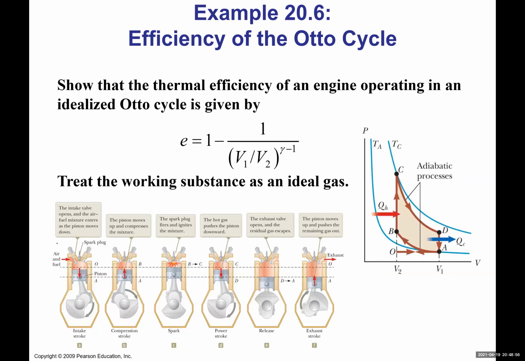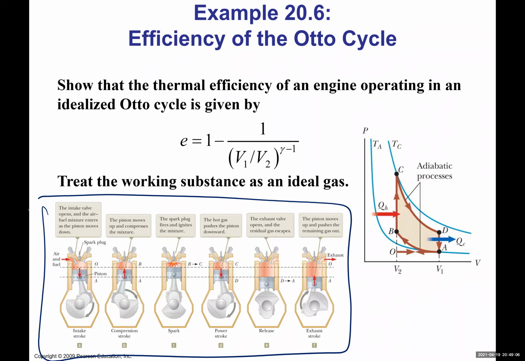Here's an example of the diagram, which shows the thermal efficiency of an engine. You can also write it in terms of this: instead of the exponent being 1 minus gamma, you can say 1 minus 1 over V2 over V1 to the power of gamma minus 1. Both are basically correct ways of writing it. So we kind of talked about this.